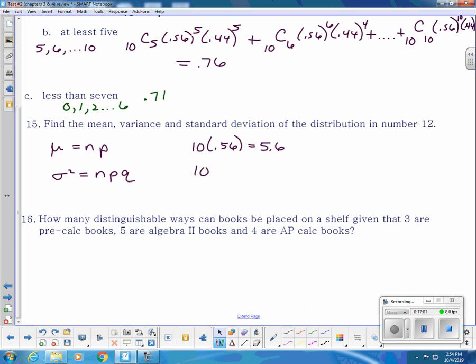So it's going to be 10 times 0.56 times 0.44. And you get 2.46. And then remember, the standard deviation is always the square root of the variance. So you always have to find the variance first.